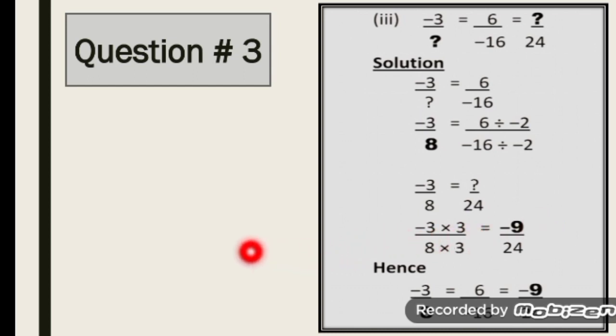Hence, in the final answer, equivalent rational numbers are minus 3 by 8 is equal to 6 by minus 16 is equal to minus 9 by 24. And the required missing numbers are 8 and minus 9.